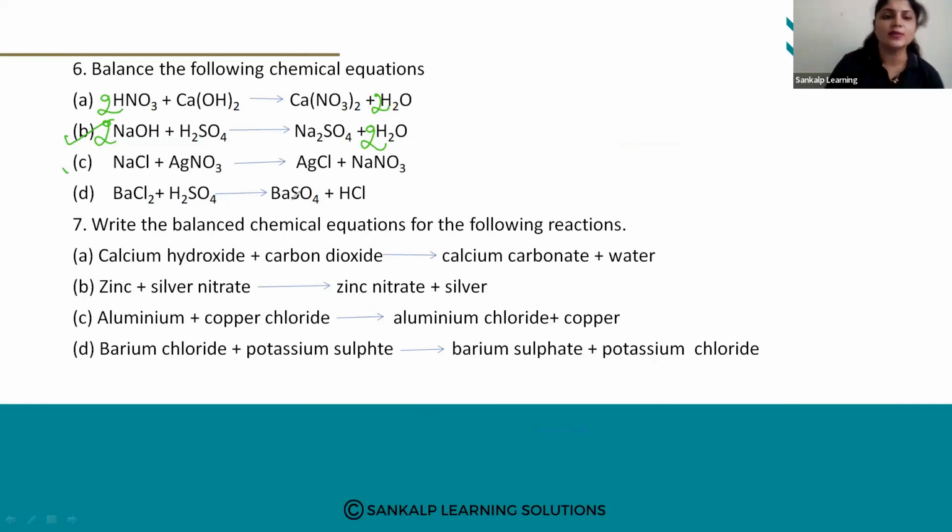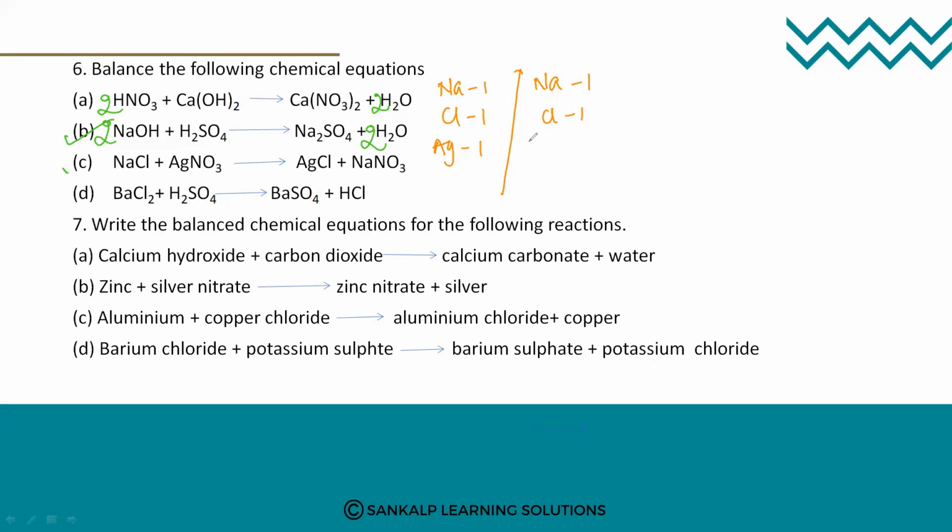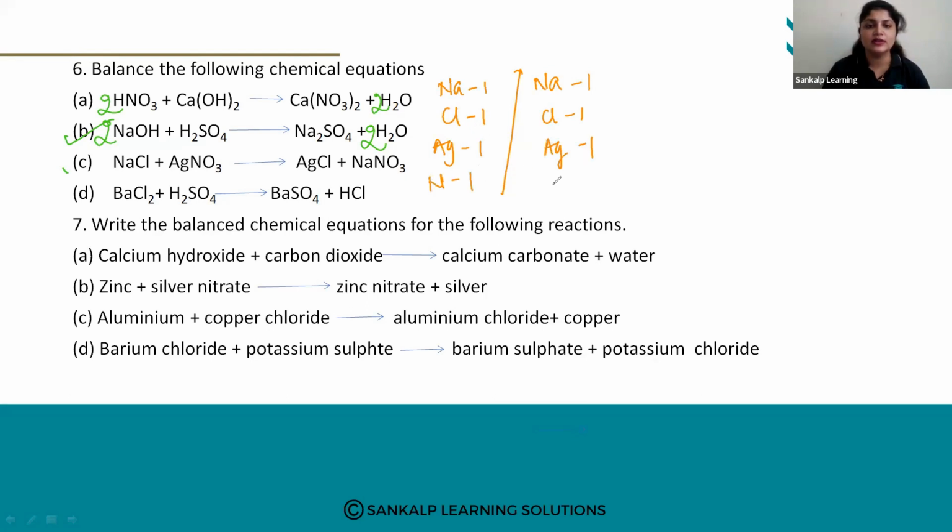Okay, next equation, NaCl plus AgNO3 giving you AgCl plus NaNO3. Now Na is how much here? Na is 1. Here Na is 1. Then Cl is 1. Cl is 1. Then Ag is 1. Equation is already balanced. Yeah, I'll check now. Then Ag is here 1. Then Na is 1 here. Here N is 1. Oxygens are 3. Oxygens are 3. Yes, this is a balanced equation. Already the equation is balanced. Okay. So we'll go for the next one.